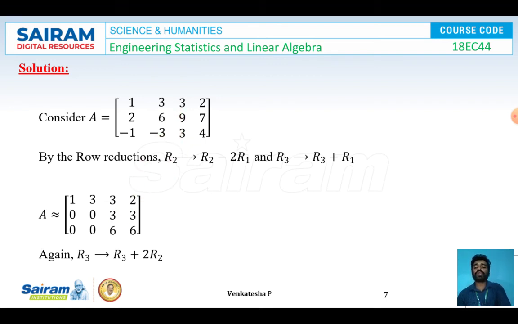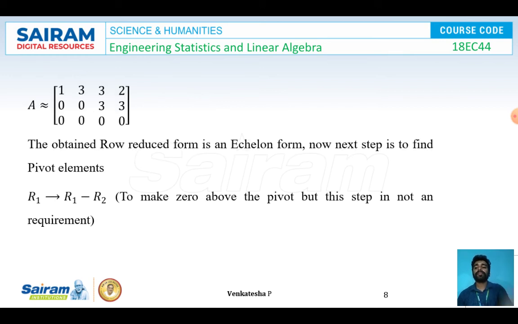Now to convert this last row to 0, the operation is R3 implies that R3 minus 2 R2 I will be making. So multiplying R2 row by 2 and subtracting it from R3 row. So I got the matrix like A is equal to 1, 3, 3, 2, 0, 0, 3, 3, 0, 0, 0, 0. We got it. So now the obtained row reduced form is an echelon form.